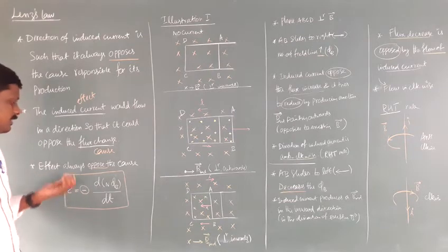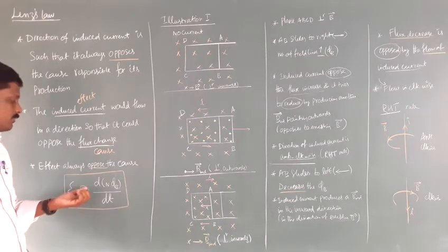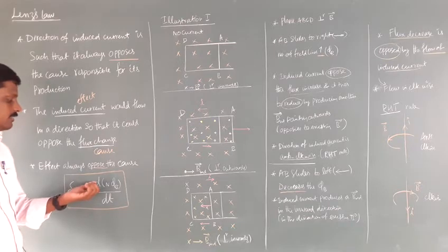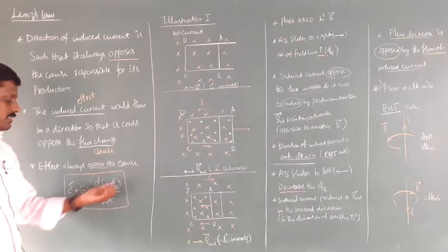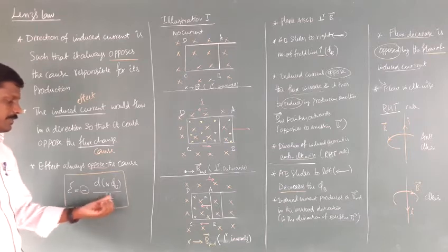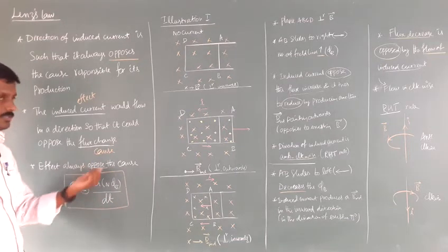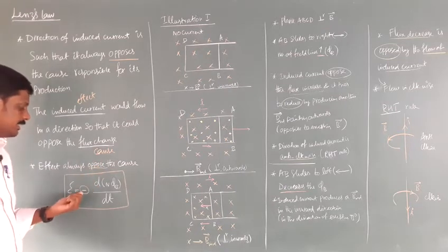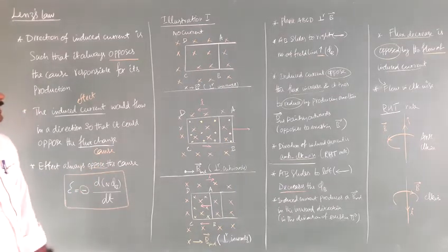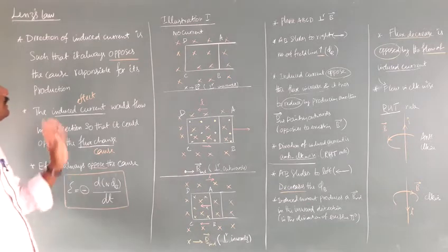The induced EMF, epsilon, is equal to minus d phi, that is the change in flux linkage, divided by the respective time. To represent that it is opposite in direction, we use the negative sign. Now, illustration 1 about Lenz's law.